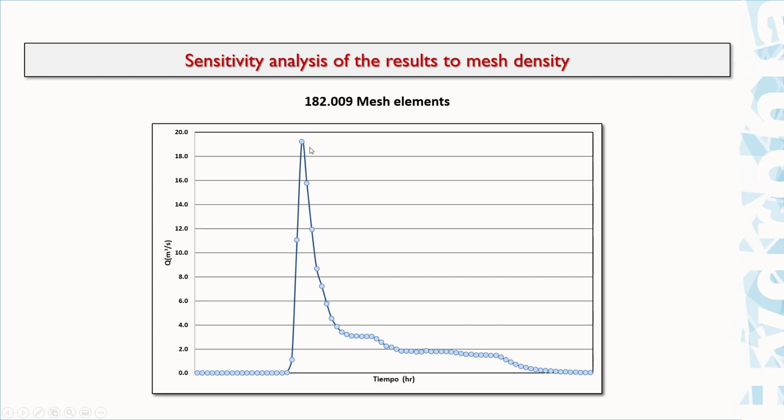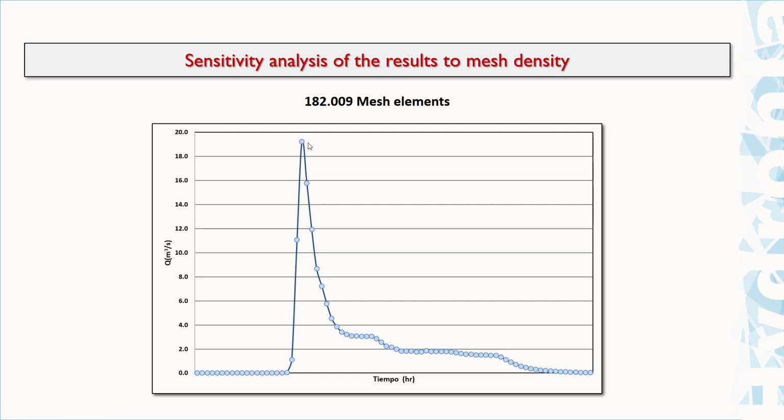Well, now we run the model again, increasing the number of elements of the mesh. In this case, now we are considering 182,000 elements. We are running this alternative or this option with this detail. We have more detail because we have many more elements. The peak of the hydrograph is going to be like 19 cubic meters per second.